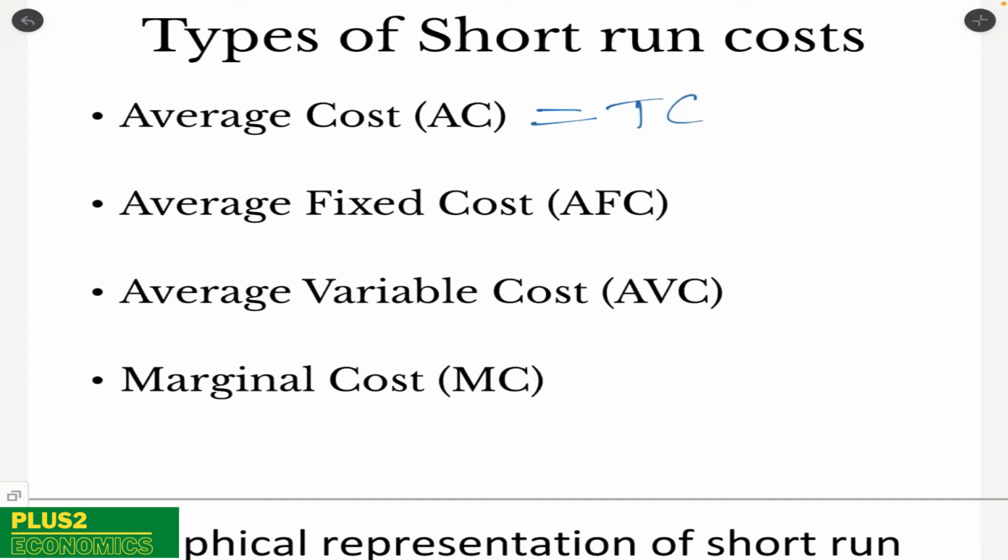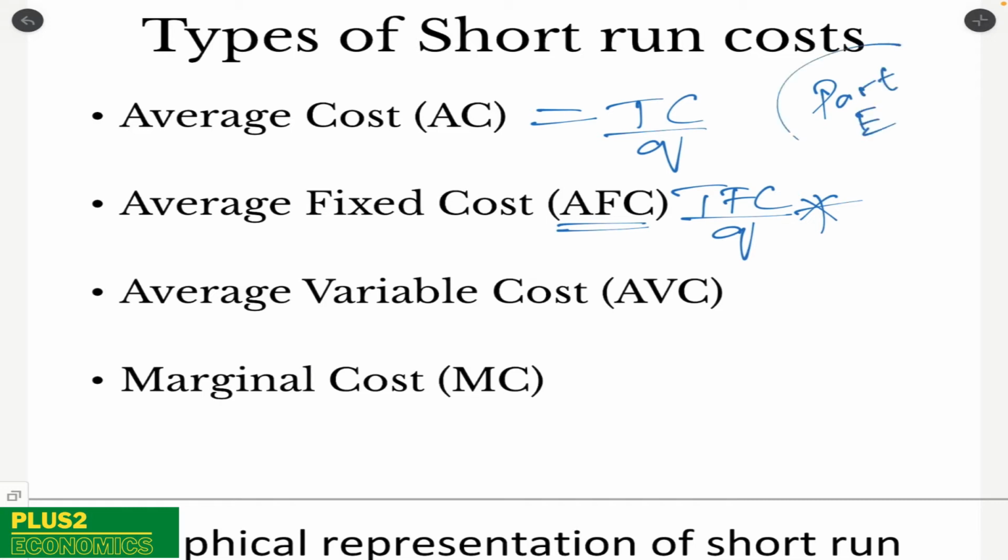So here we have the average cost, which we have already discussed, very simple, TC divided by Q. Then we have the average fixed cost. So how do we find that out? Very simple, total fixed cost divided by Q. Very simple formula, but very, very important, because like I told you, in the part E of the question paper, you can have a problem on this. So it is very important for you to remember these simple formulas.